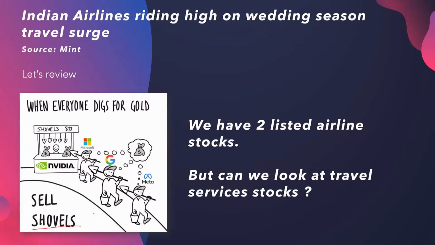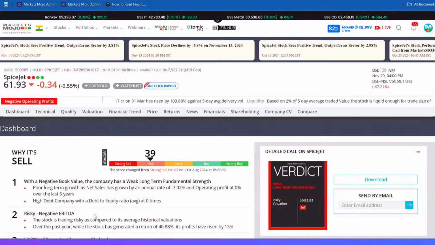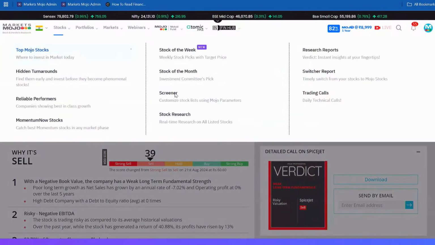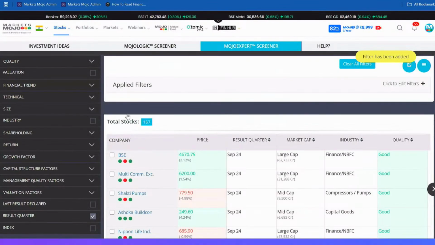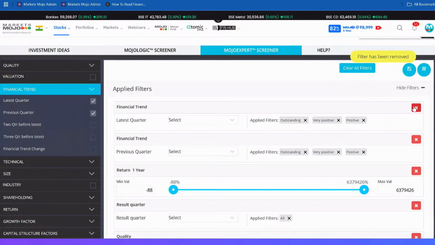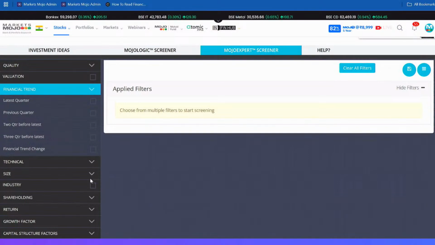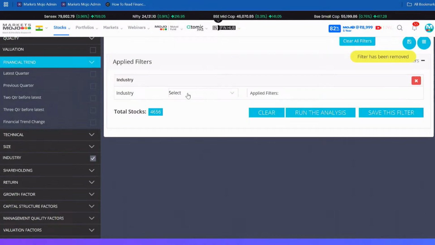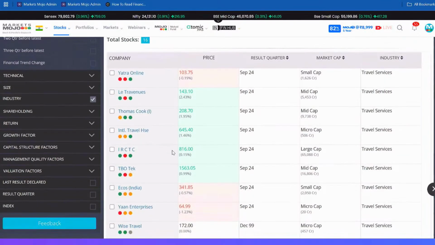So this particular article shifted my approach to two companies from the travel services sector. Let me take it to the screener now. Instead of airlines, I'll hide the filters, and if I select industry over here, instead of airlines, let me go to travel services. These are the 16 companies over here, many of whom sell airline tickets.